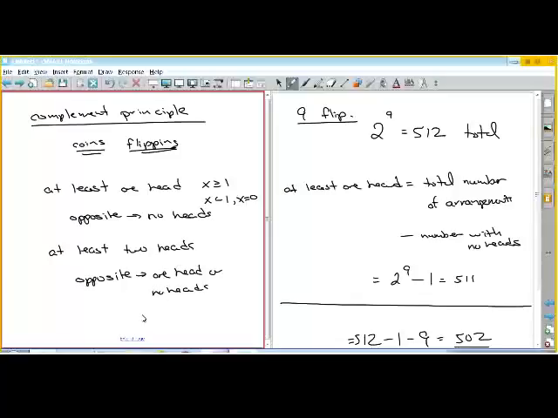This one would be at least 2 heads. So X is greater than or equal to 2. The opposite of that would be X is less than 2. So that means X has to be equal to 1 or 0, again, because you can't have fractional heads. So you can do it mathematically, and then you can rewrite it out.